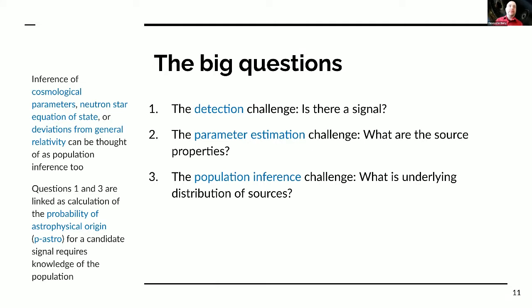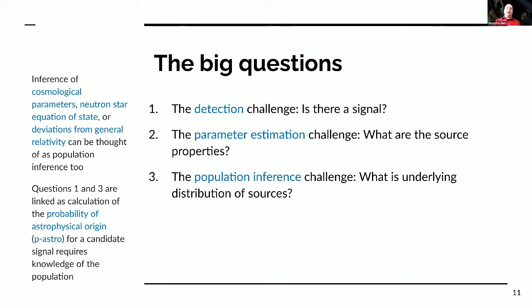Now there's actually a link between tasks 1 and 3 here. It's not strictly a case that we first say yes or no there's a signal, then we ask what are the source properties, and then given the source properties, what are the properties of the underlying population. We actually have somewhat of a loop now in the way we do analysis, as the question of whether or not there is a signal is best answered when you have some idea of what the population is.